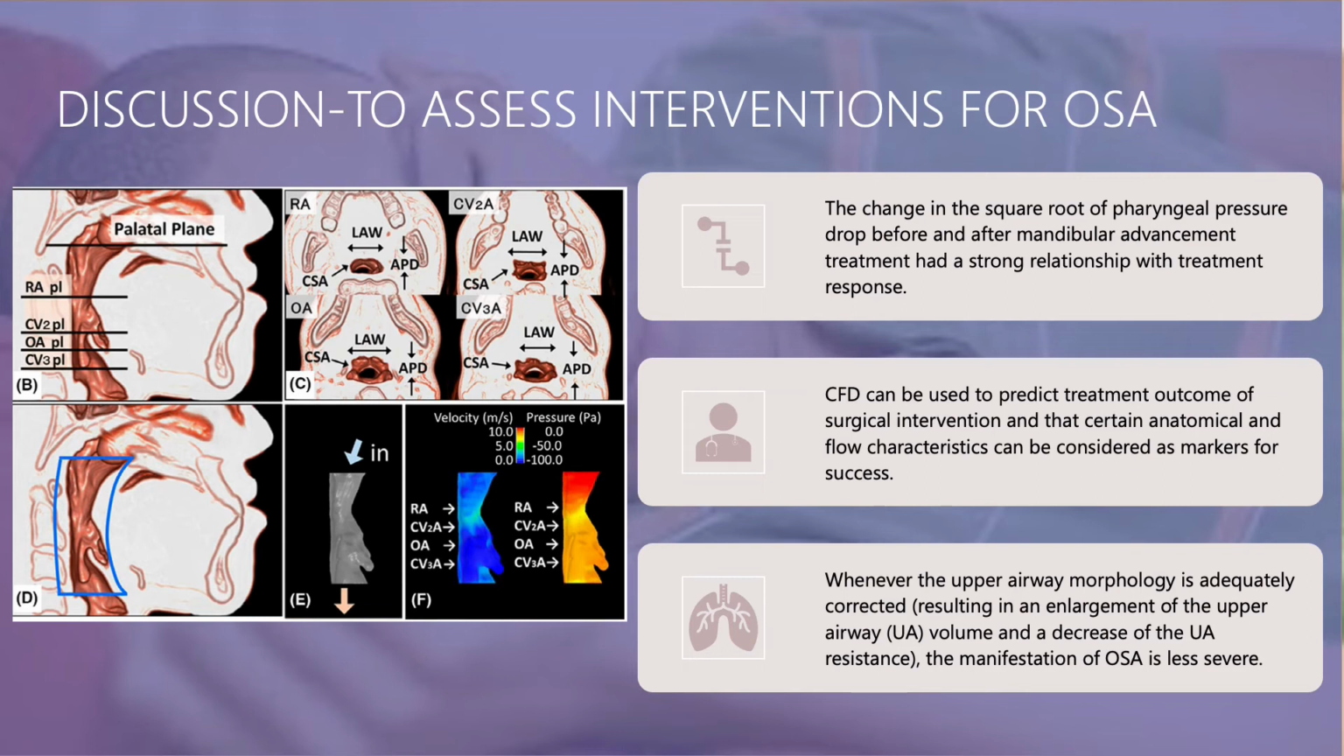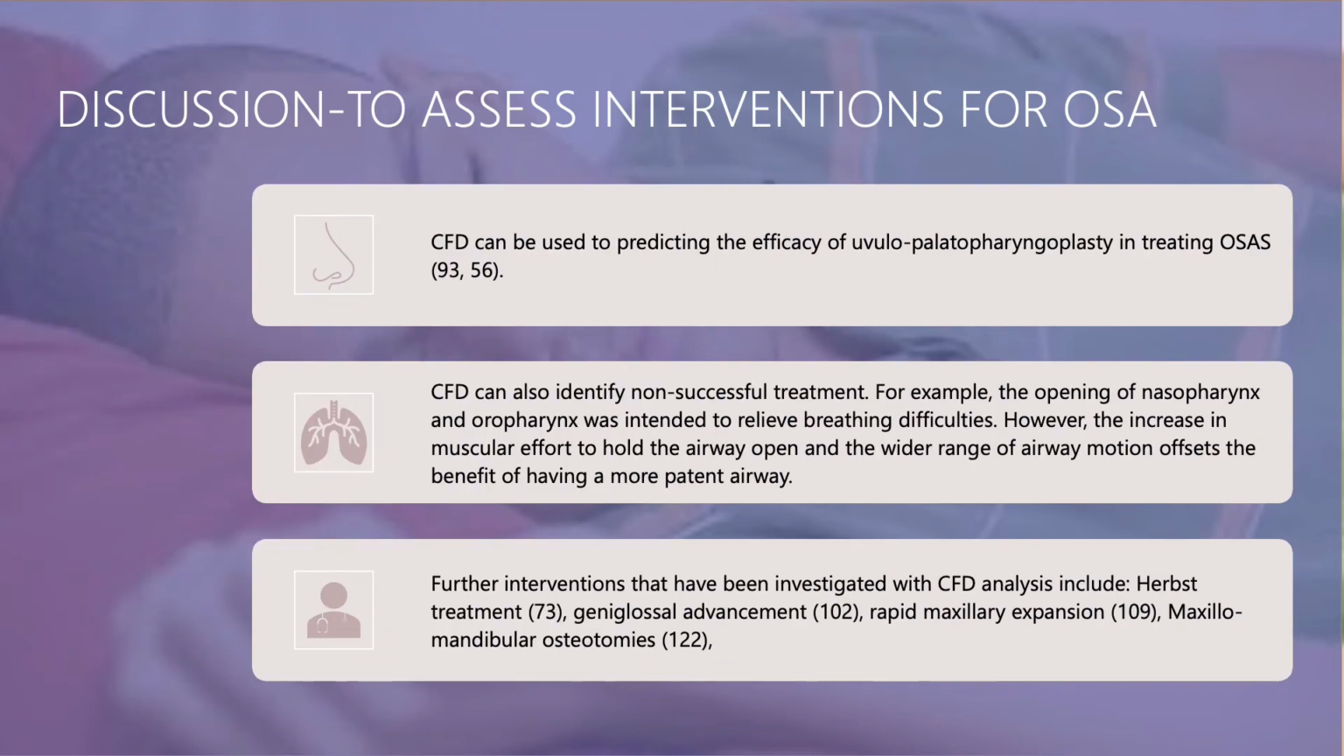Whenever the upper airway morphology is adequately corrected, resulting in an enlargement of upper airway volume and decrease of upper airway resistance, the manifestation of OSA is less severe. CFD can be used to predict the efficiency of uvulopalatopharyngoplasty, which is the common operation for treating obstructive sleep apnea patients. CFD can also identify unsuccessful treatment. For example, the opening of the nasopharynx and oropharynx was intended to relieve breathing difficulties. However, the increase in muscular effort to hold the airway open and the wider range of airway motion offsets the benefit of having a more patent airway.